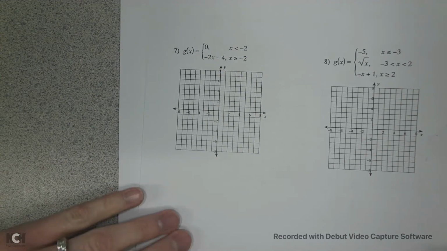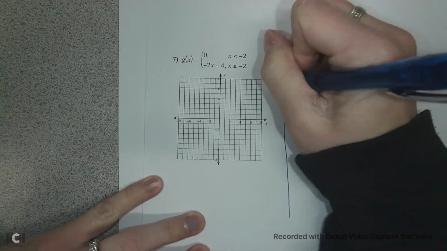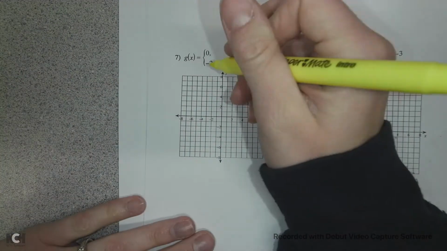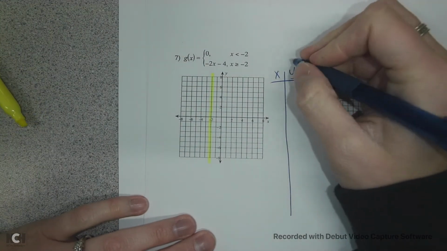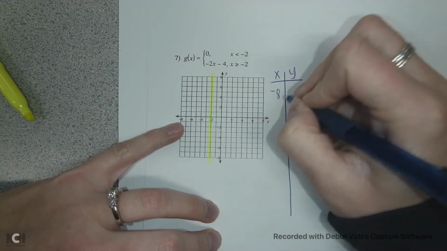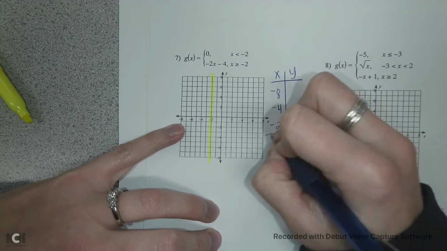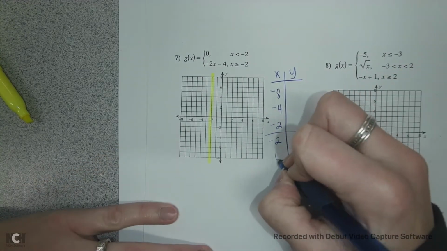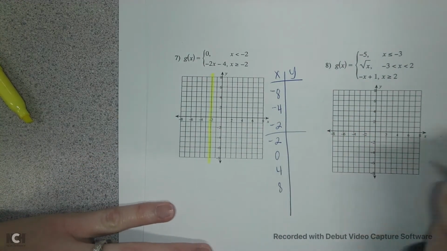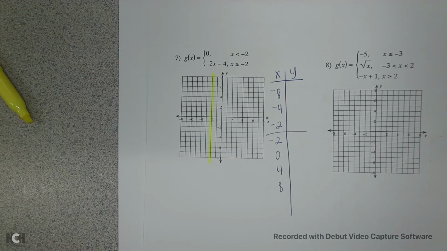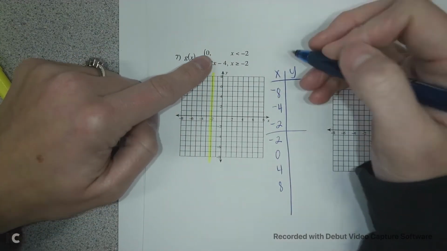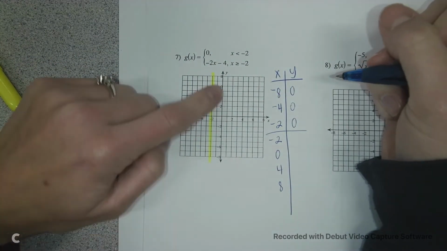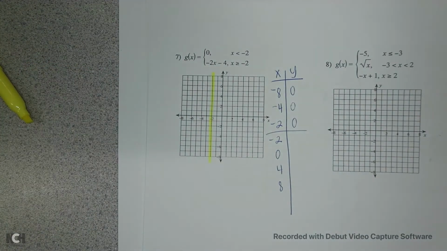Alright, here you go. Number 7. Okay, table of values. X, Y. I have a shift happening at -2, where my two graphs are going to meet. So for my x values, I want to pick some numbers. -8, -4, -2. Again, -2, 0, 4, 8. Just to give me an idea of what the picture looks like. Okay, for the top ones, whatever x value I have, my y value is 0. And for the bottom ones, I gotta plug in my number. So, where's my calculator? Hold on.